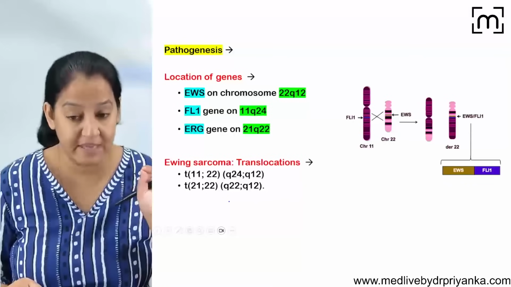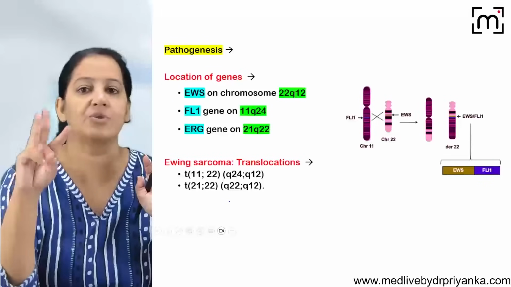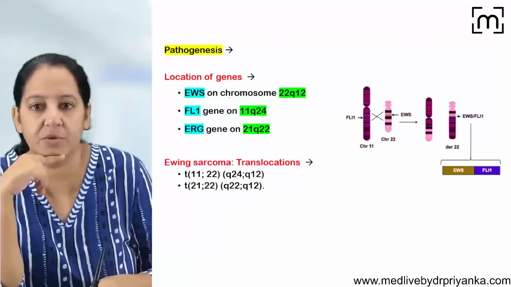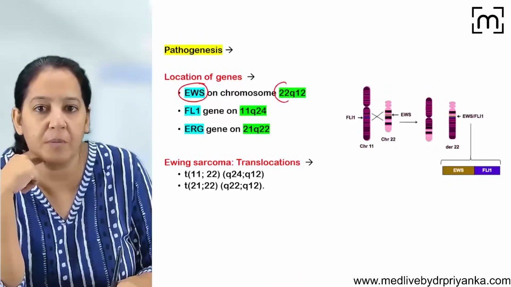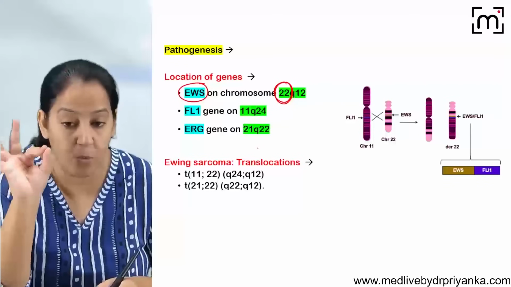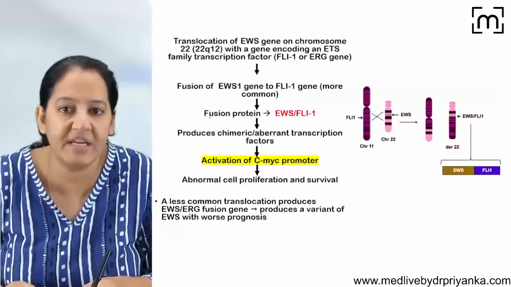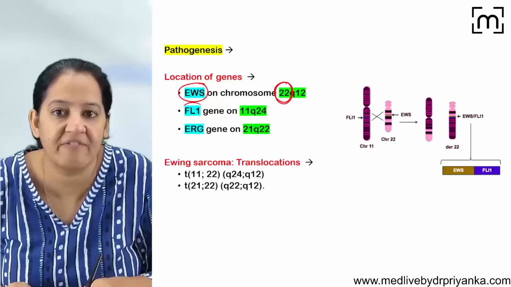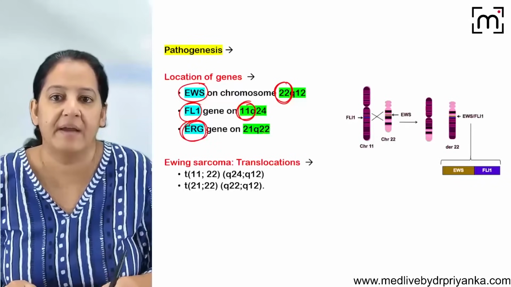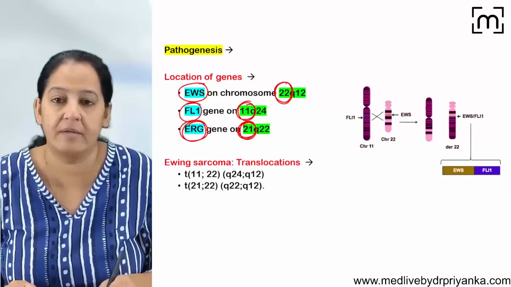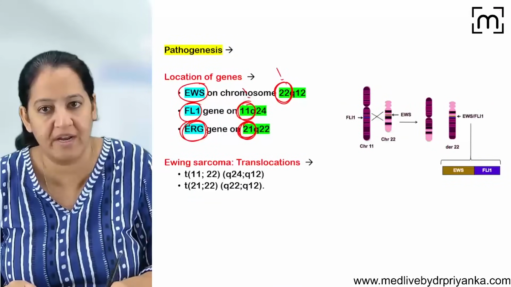There is a pathogenesis. Ewing sarcoma occurs due to some mutation, due to some translocation. Which translocation? First, learn 3 genes on 3 chromosomes. There is a gene known as EWS gene, which is located on chromosome number 22. This is the most common gene which is involved in Ewing sarcoma. The second gene is known as FLI1 gene. It is located on chromosome number 11. And third gene is known as ERG gene. It is located on chromosome number 21. So please learn the location of the 3 genes on 3 chromosomes, chromosome 22, 11 and 21.